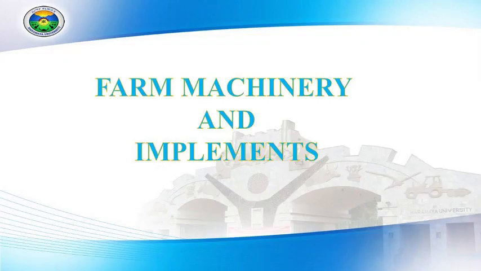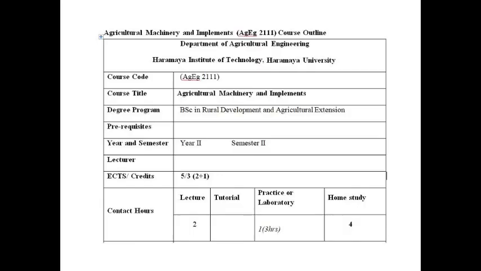Today I'm here to provide a tutorial on the agricultural machinery and implements course, designed specifically for BSc in rural development and agricultural extension students. Let me present the course outline drafted from the curriculum of the agricultural engineering department. This course carries about 3 credit hours, has no prerequisite, and is mandatory for students of this department.